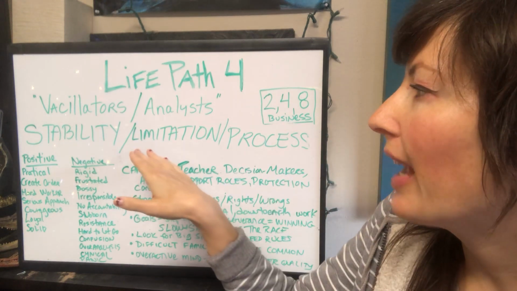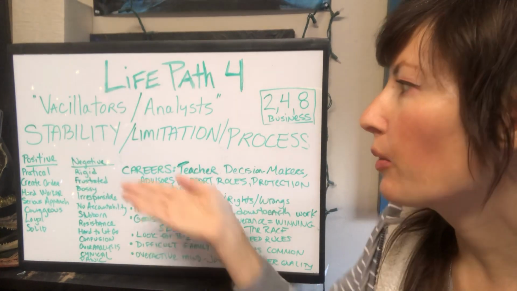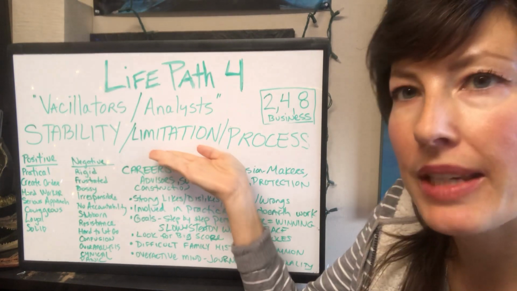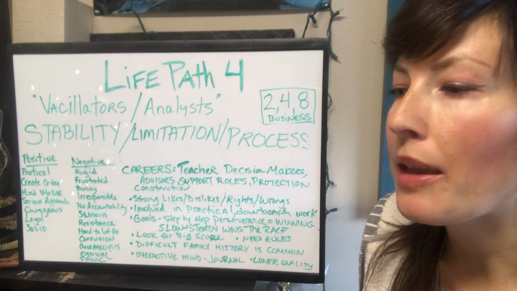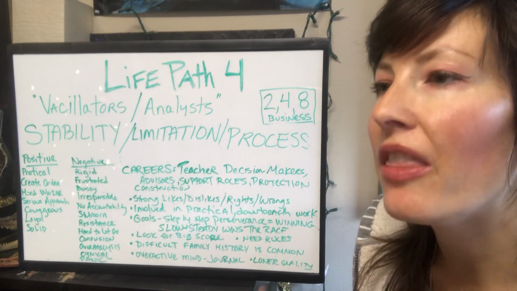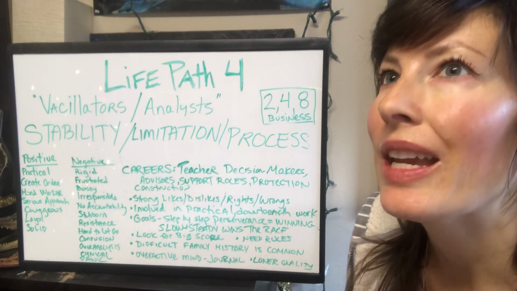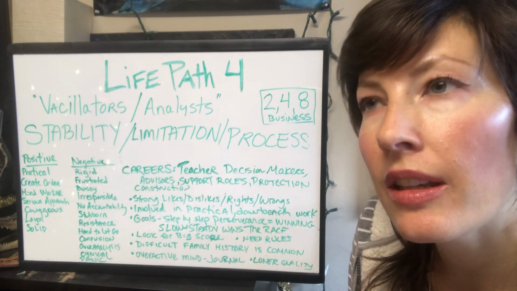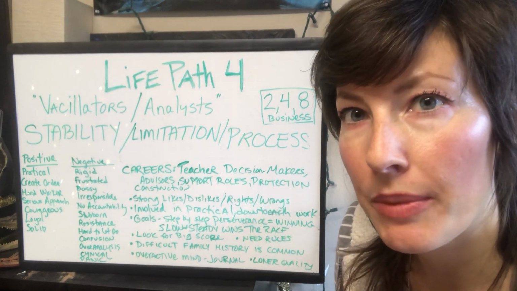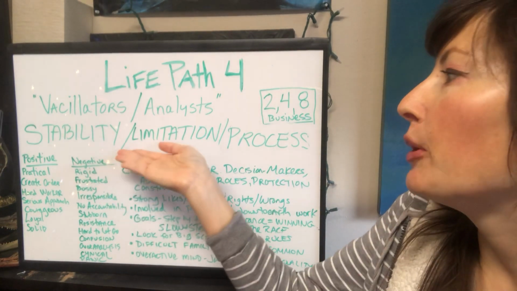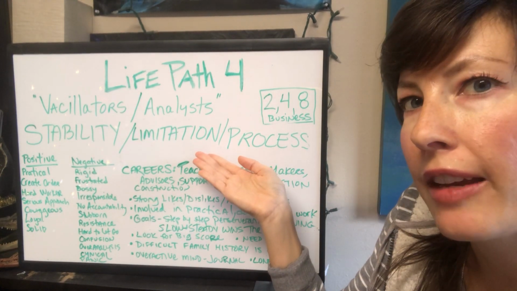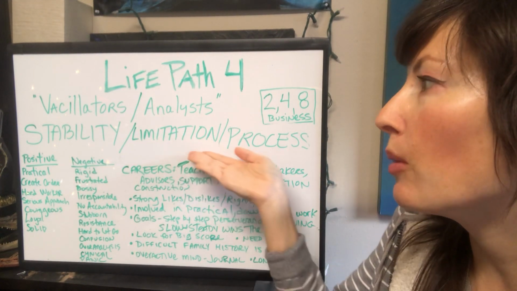Usually 4s will have different limitations in their life, different restrictions, and they might see it as a burden, but they must learn to accept their limitations and be in harmony with their limitations. Otherwise, they won't be happy, okay? So they have to accept the limitations in their life and become in harmony with it.